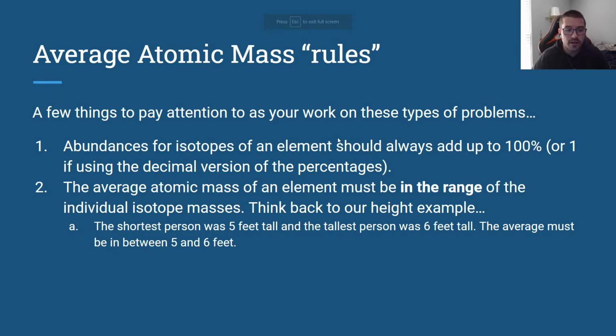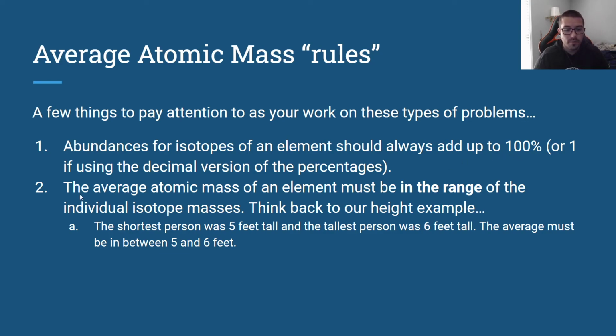There are a few things that I need you to make sure you're paying attention to as you work on these types of problems. Number one, abundances for isotopes of an element should always add up to 100%. Okay. Or if you're using those decimal versions of the percentages, those should add up to the number 1, right? So please make sure that your abundances always add up to 100. If they don't, then you are not going to get the right answer, okay?